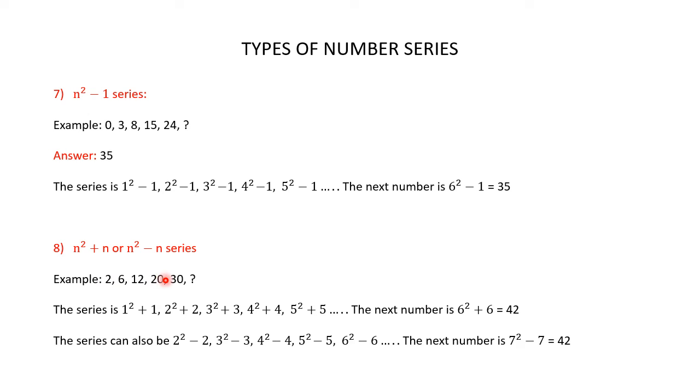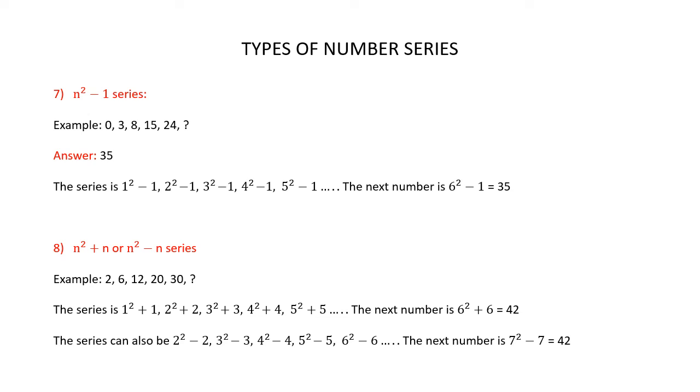The next is n squared minus n series. Here the missing number can be found out if this series follows the pattern of n squared minus n. Let's see how. 2 squared minus 2 is 2. 3 squared minus 3 is 6. 4 squared minus 4 is 12. 5 squared minus 5 is 20. 6 squared minus 6 is 30. So the next number is 7 squared minus 7, which is 42. So the missing number is 42.